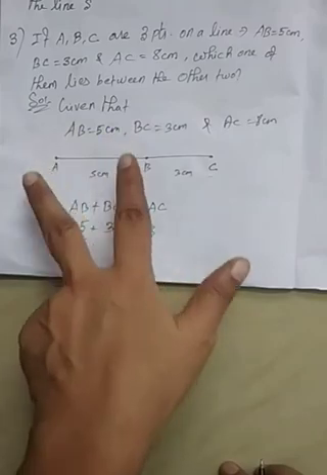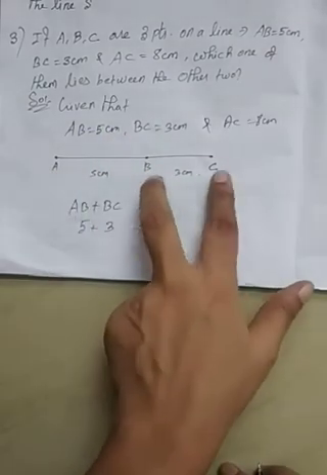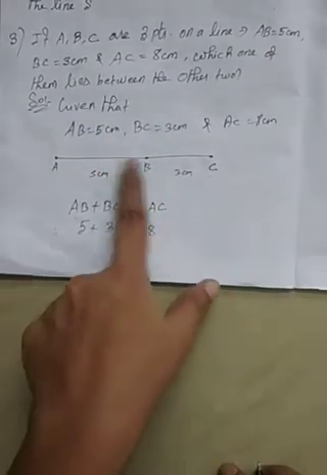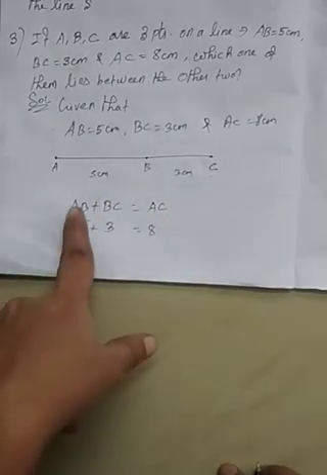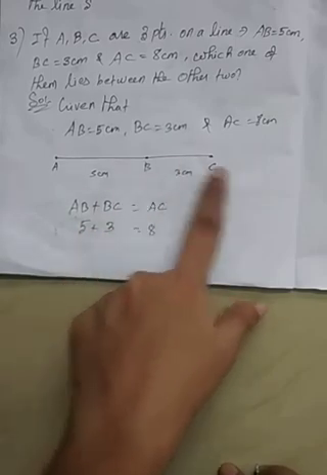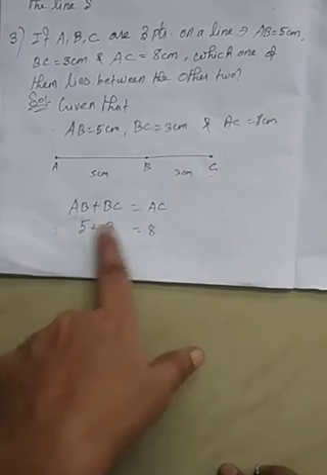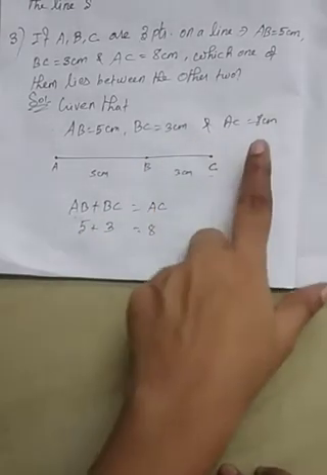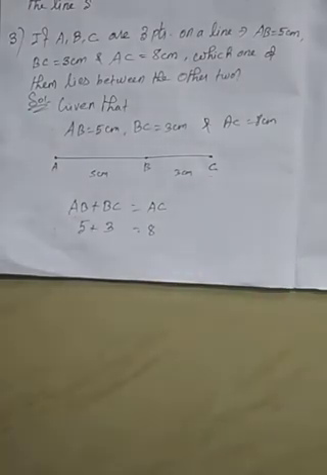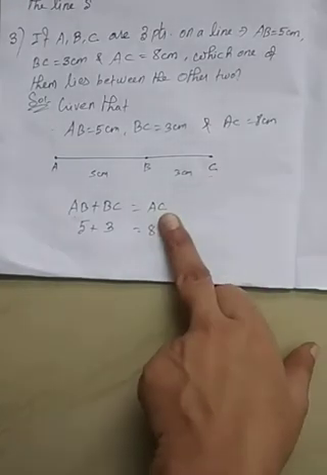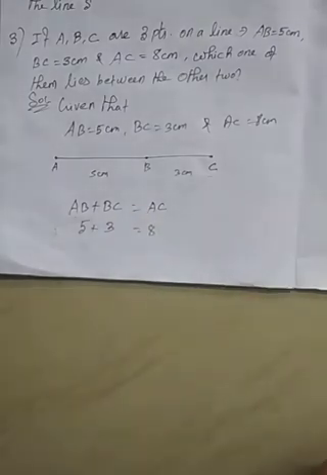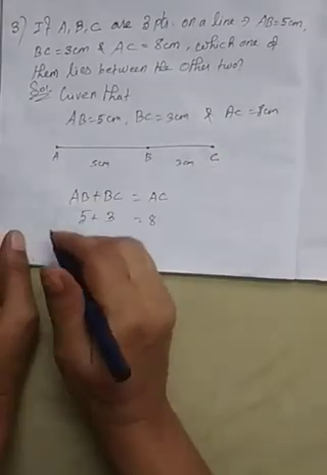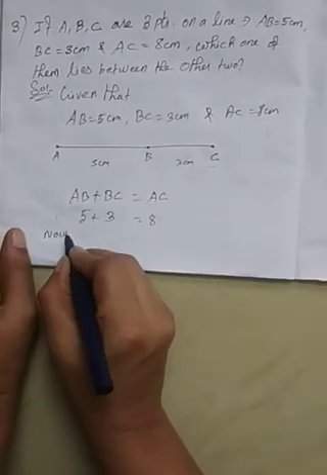Now see here, AB equal to 5, BC equal to 3. Now you can add AB plus BC, you will get the AC value. Clear? See here, AB value is 5 centimeter, BC value is 3. Here you have to add 5 and 3, you will get 8. So it is clear that AC equal to AB plus BC. Hence point B lies between A and C. Clear? So we have to write the solution now.